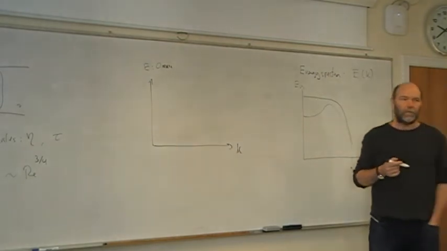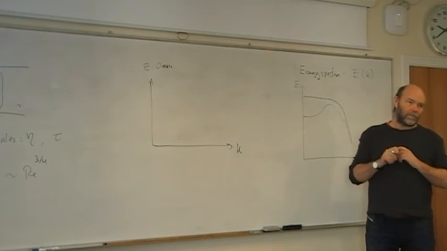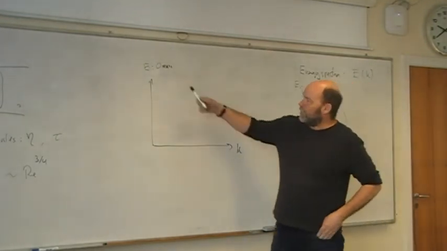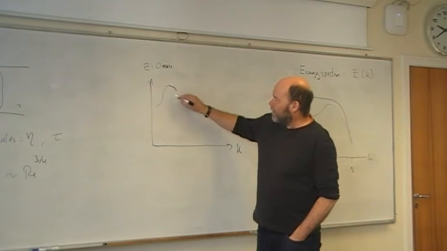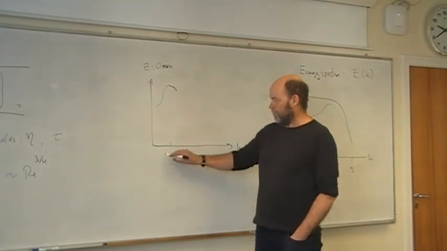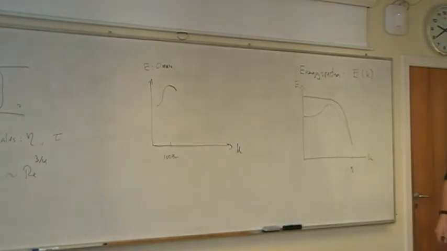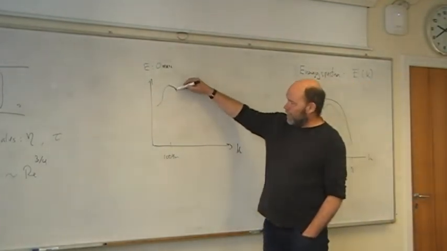The Gulf Stream has a length scale of say 100 kilometers, 1,000 kilometers. They will induce energy into the ocean. So the energy spectra should then have a peak. Here we are talking 100 kilometers, maybe even bigger. And then the energy will start to decay.